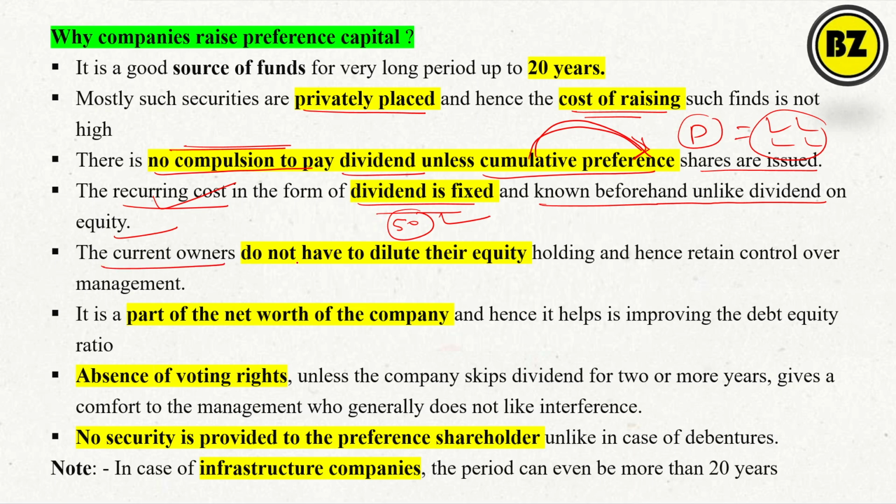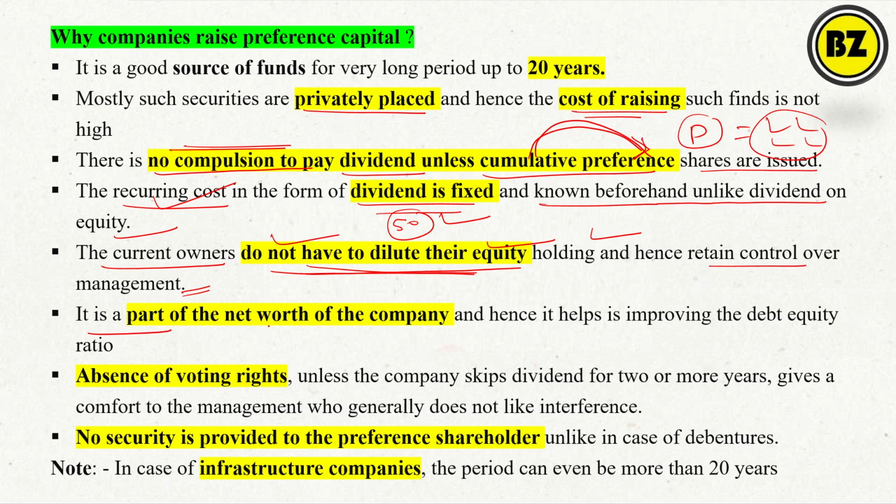The current owners do not have to dilute their equity, so obviously no need to dilute the equity. Give the preference shares, they will get dividend, and we have to redeem them after some time if they are redeemable. So we don't need to dilute the equity, and we don't need to lose control over the management by diluting the equity. Okay, so no need of selling shares in the form of equity.